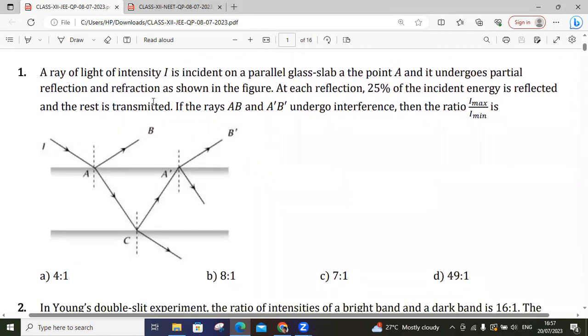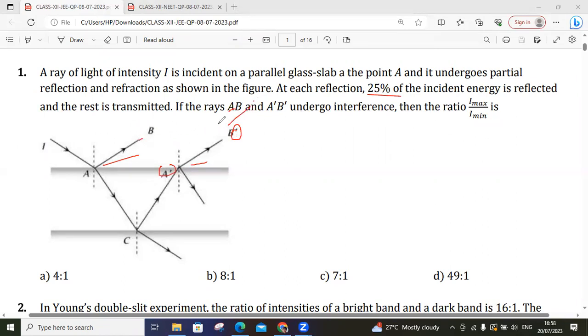A ray of light of intensity I is incident on a parallel glass slab at the point A, and it undergoes partial reflection and refraction as shown in the figure. At each reflection, 25% of the incident energy is reflected and the rest is transmitted. Right? This is important, 25%. Then if the rays AB and A dash B dash undergo interference, then the ratio of Imax by Imin is.